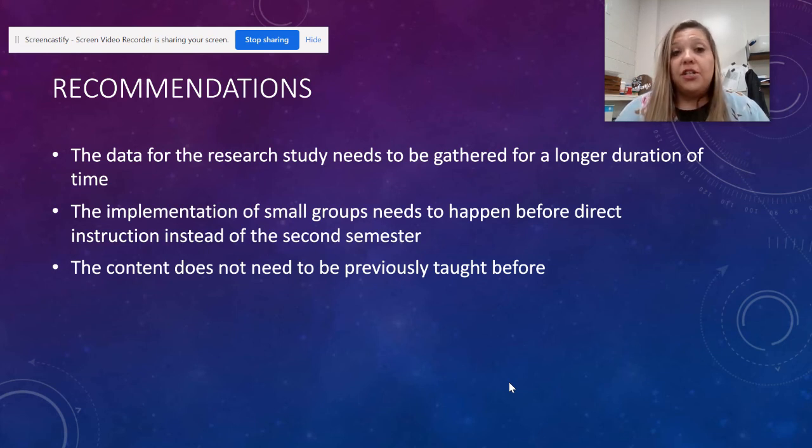Also, implementation of small groups needs to happen before direct instruction, instead of in the second semester. If the students are in small groups first, you might be able to see growth before you implement the direct instruction. And also, the content itself needs to not have been taught previously before the implementation of small group instruction.